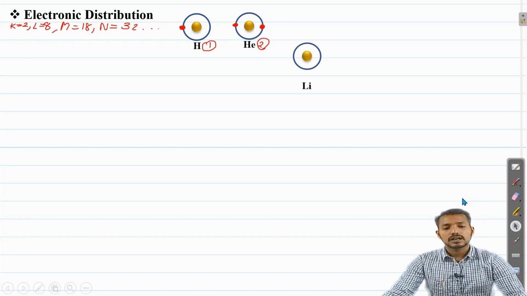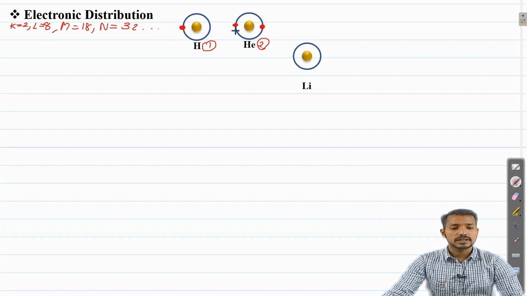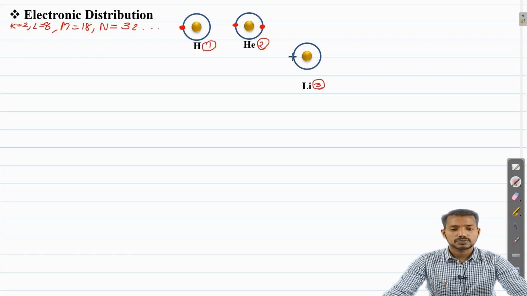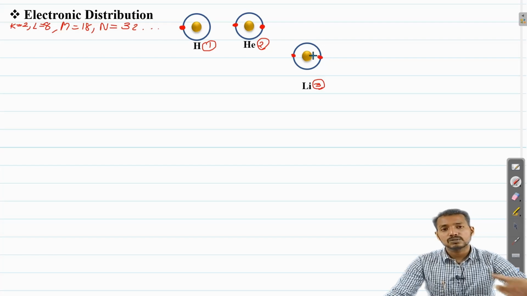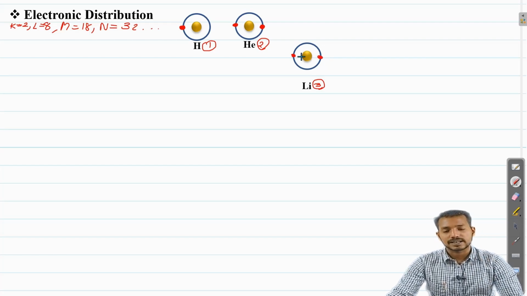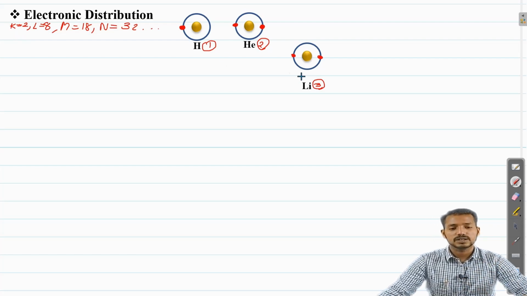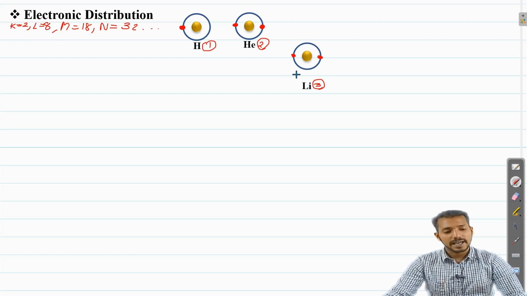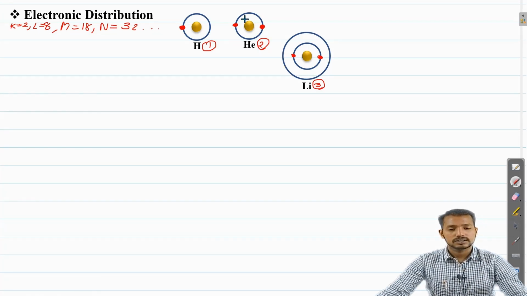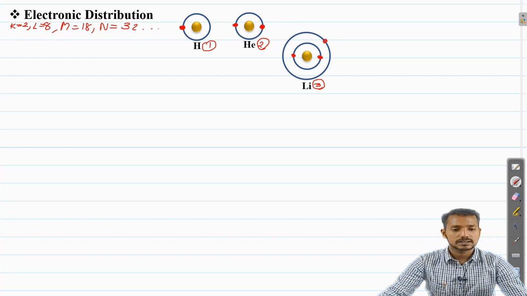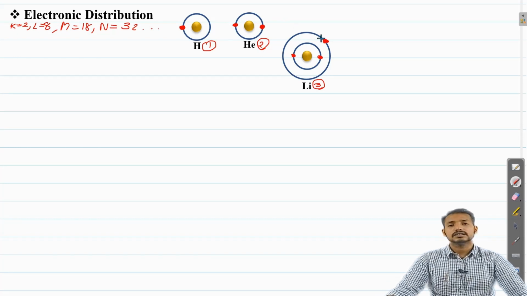That is lithium. In case of lithium, 3 electrons are there. So first 2 electrons are filled in the K shell. Now one more electron is there that cannot be filled in the K shell, because in the K shell the maximum number of electrons allowed is 2. So we need to fill that third electron in the L shell, that is, in the next shell, accommodated in the second shell.